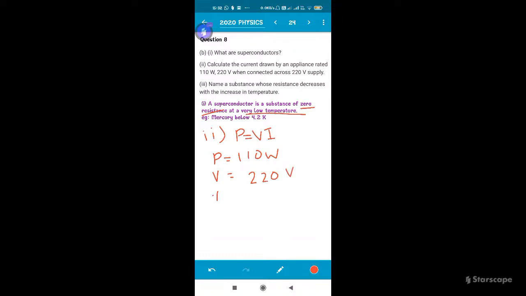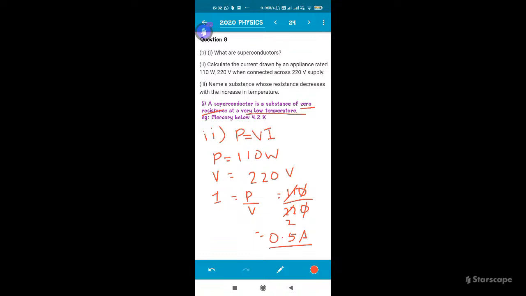So I will be equal to P by V. So 110 divided by 220. So 1 by 2, that means 0.5 ampere. So this is the answer. So I hope this question is clear. Very direct question.